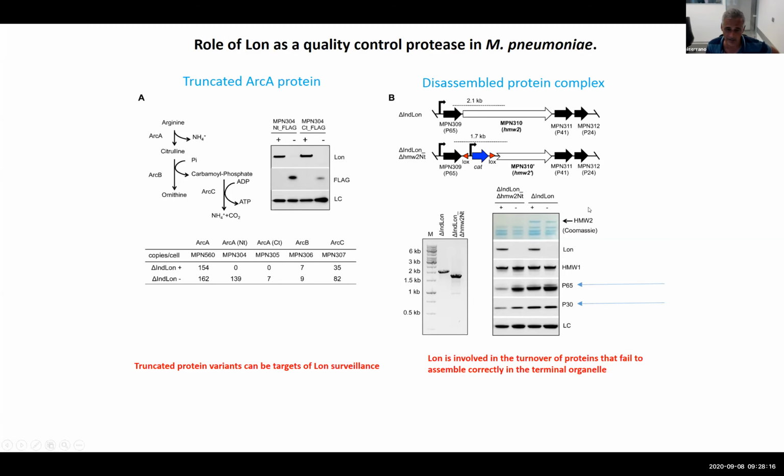This is another nice example. Mycoplasma has what we call the attachment organelle. So now if you delete a protein that results in disassembly of the attachment organelle, you can see that the proteins TSP65 or TSP30 are regulated by Lon here and here when we destroy that attachment organelle. So the moment that you have an excess of a protein in a complex, or you disassemble the complex, then Lon can remove the protein from the cell.